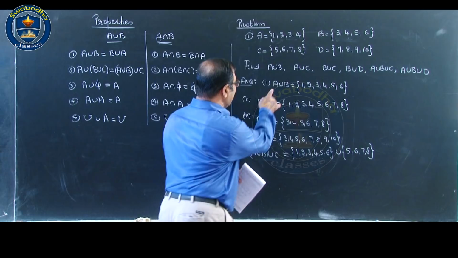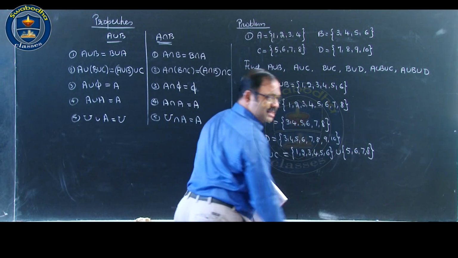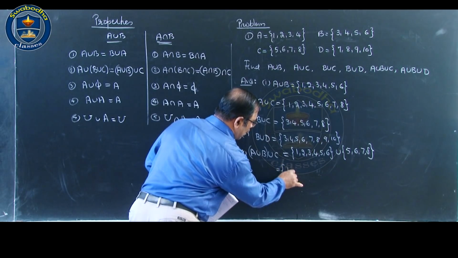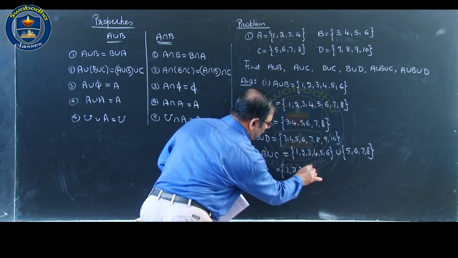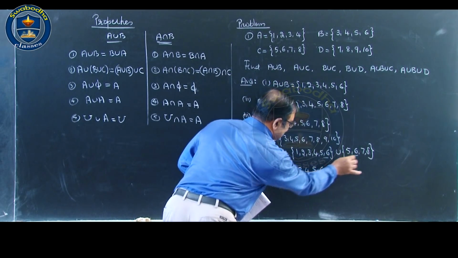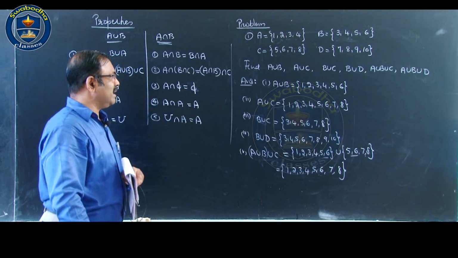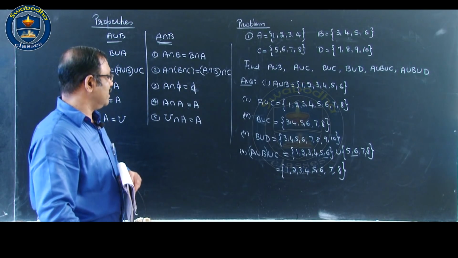Now what is A union B? Write the union of this. So what are the elements? 1 2 3 4, and 5 6 is there. So 5 6, and the remaining 7 8. So this is A union B union C.